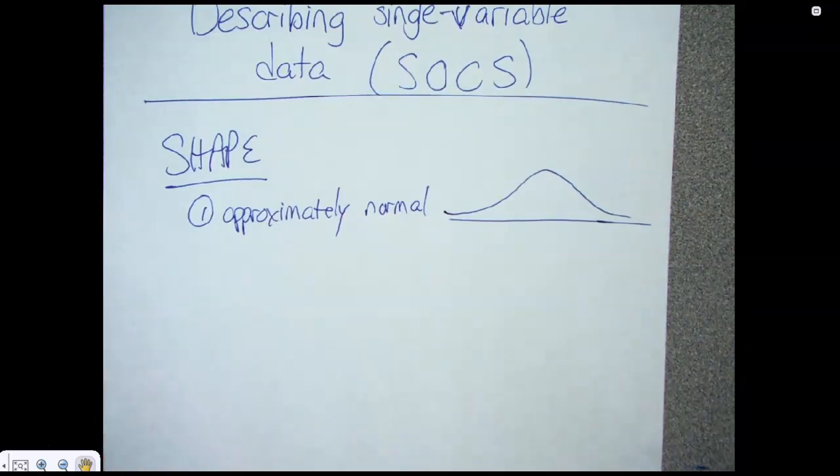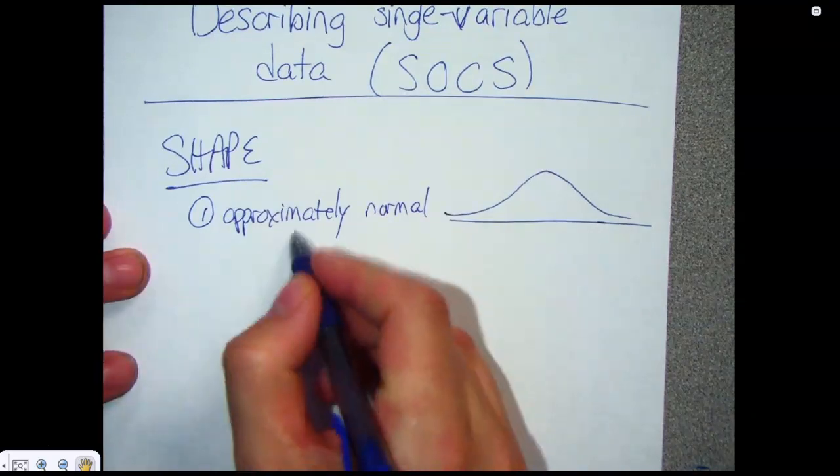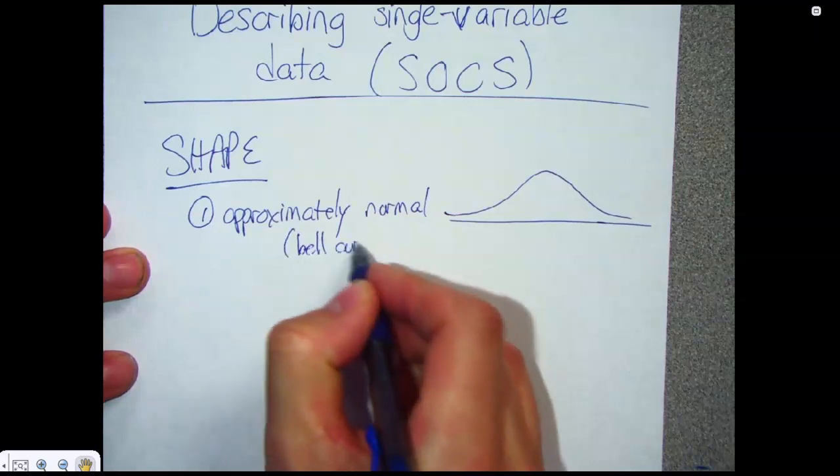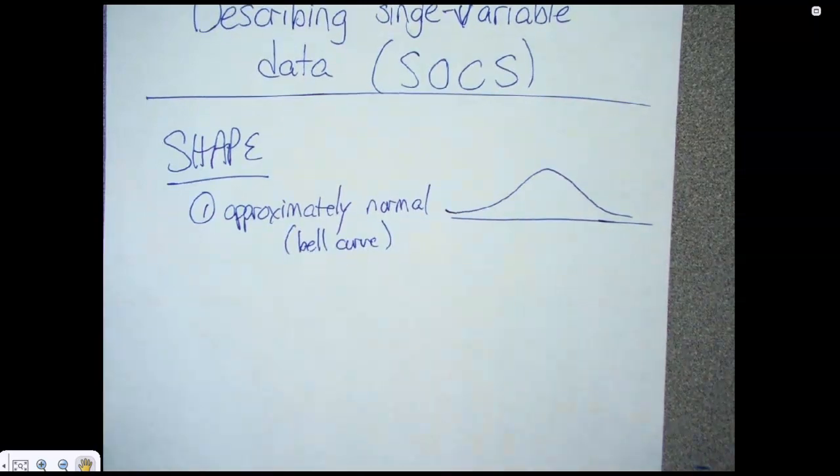We haven't really spent time on normal distribution yet, so for now, you could say bell curve if you wanted to. But that only lasts for 2 weeks, because then you have to say approximately normal, because then we learn it.